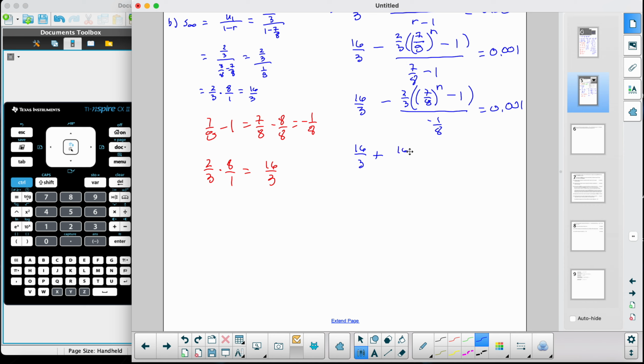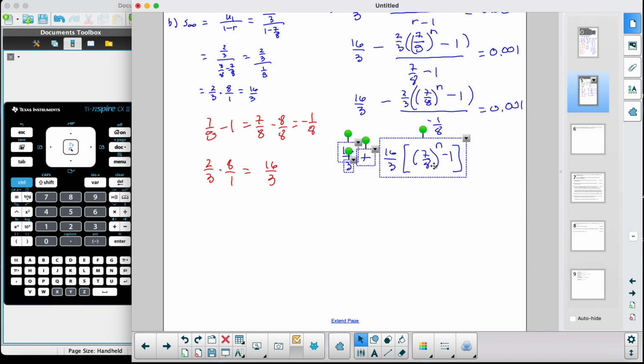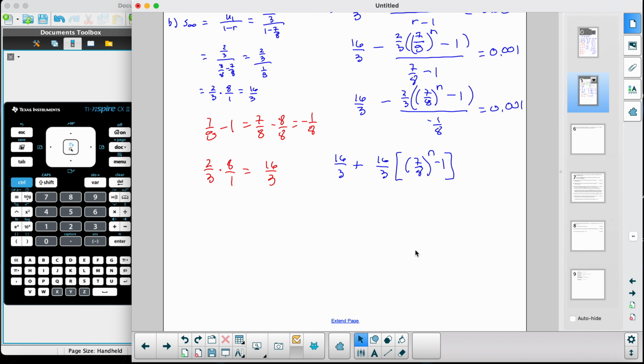So this would be 16/3 times 7 over 8 to the n power minus 1. And just to make my life easier, I'm going to subtract the 0.001 and set it equal to 0, because that will be easier to find the answer, I believe. So let's go ahead and graph this function right here.